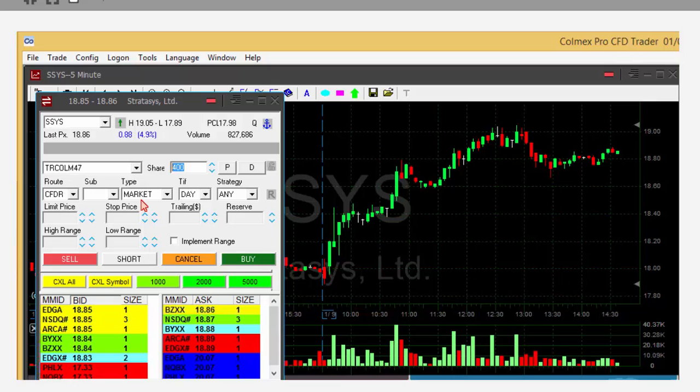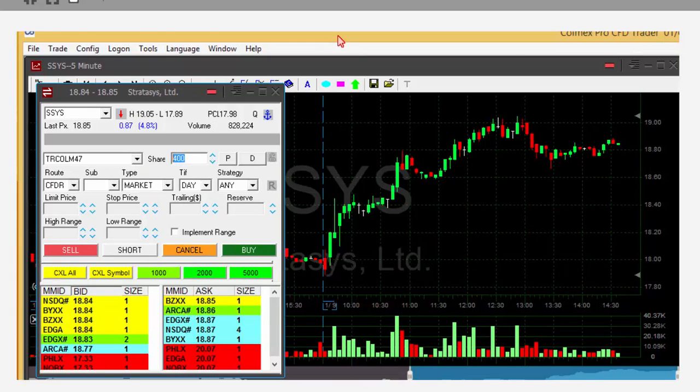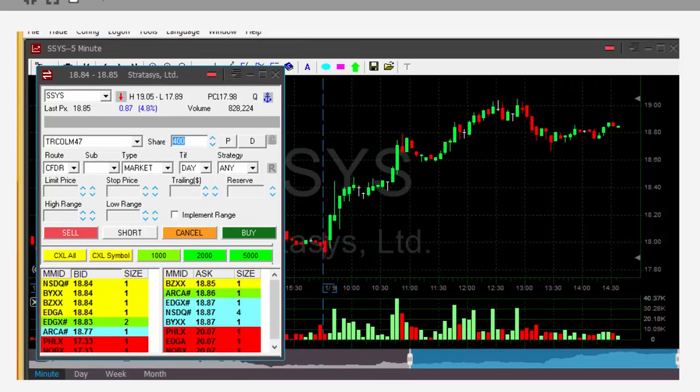Now, I'm teaching this based on the Colmex platform, but almost every platform that you'll be trading is almost the same. It's not exactly the same, it's almost the same. So the buttons will not be exactly like this. The name of the button may not be config or whatever, but you'll be doing approximately the same thing with a different type of platform. So mainly it's quite the same idea.